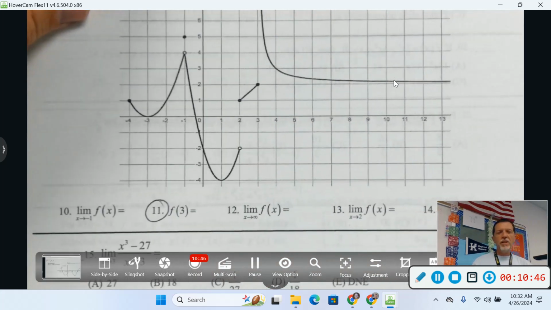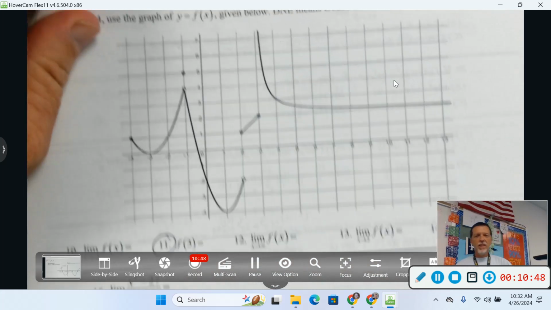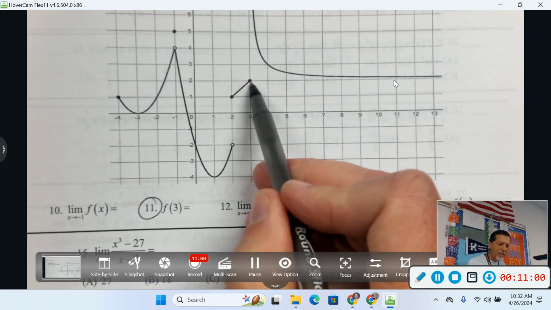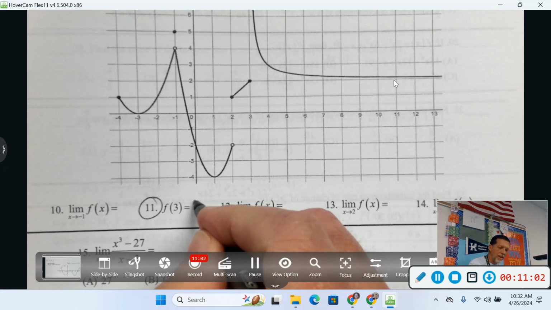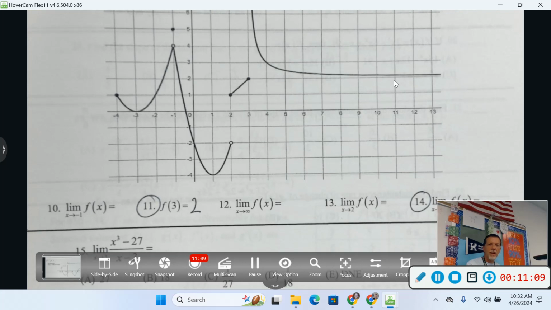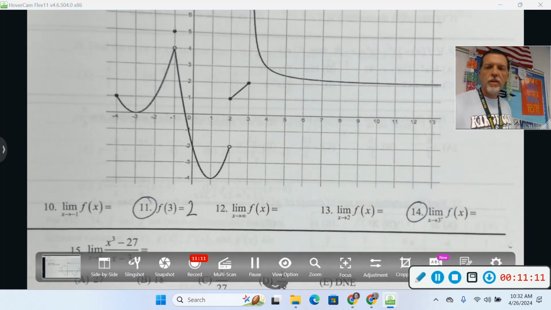Oh, f of 3, that's nice. That should be an easy one. What's f of 3? It's the function evaluated at 3. Well, the dot is at 2, because I just want f of 3 is 2. Oh, perfect, because the next one's 14, and that kind of illustrates the other.